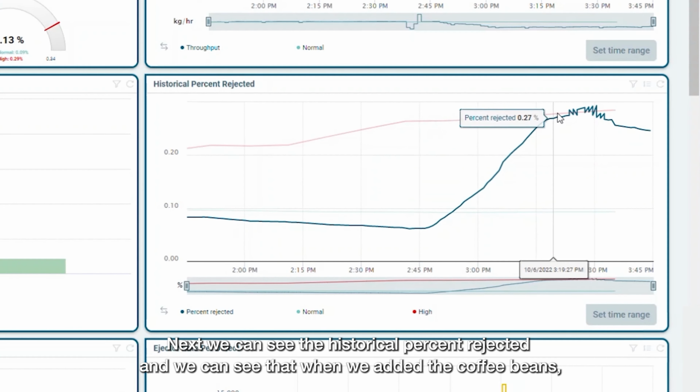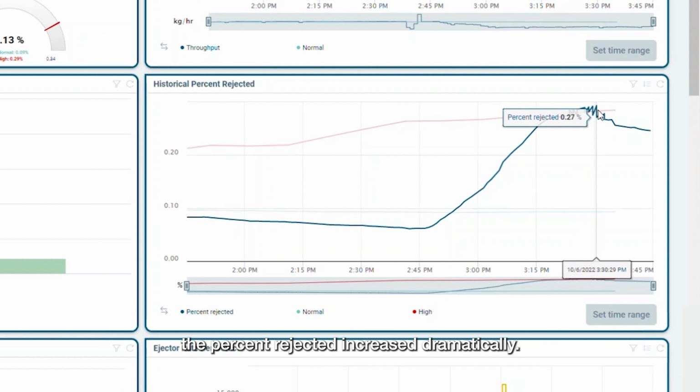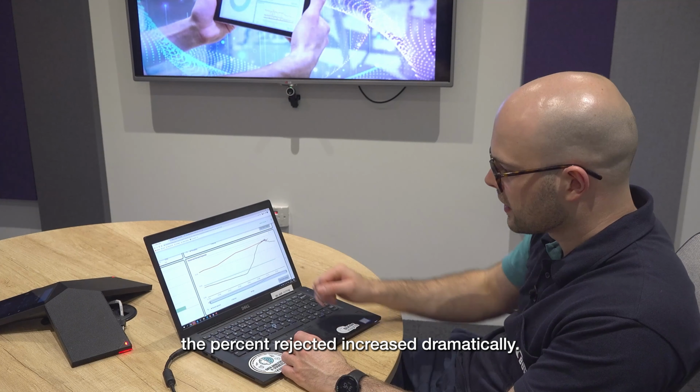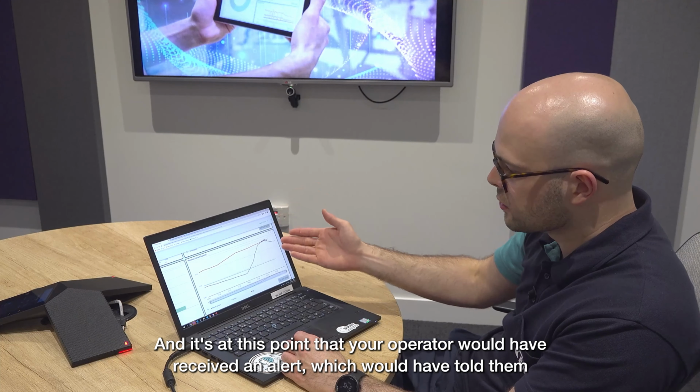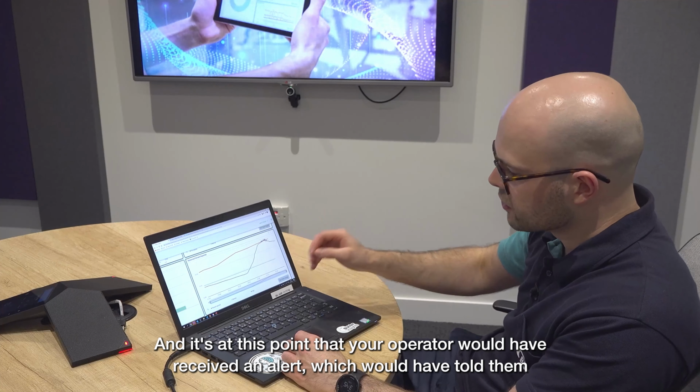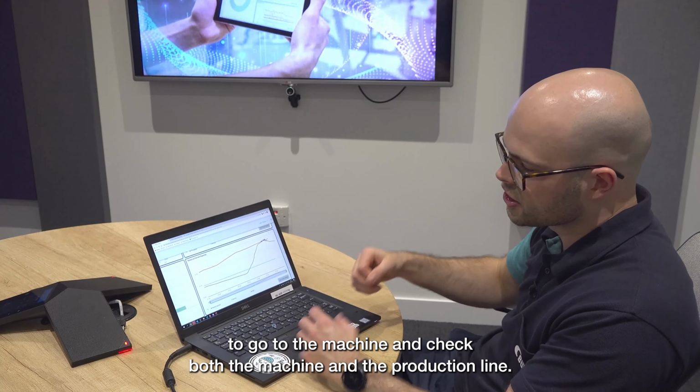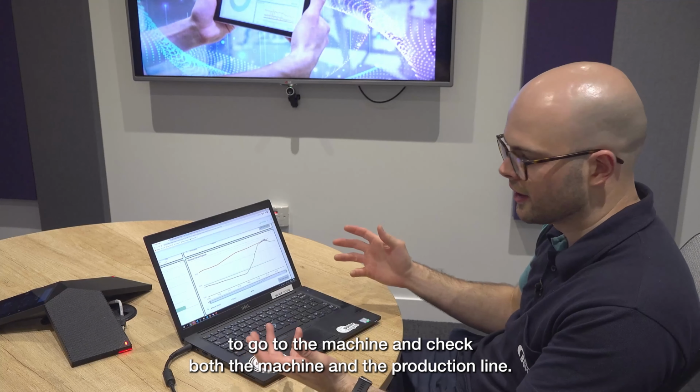Next, we can see the historical percent rejected, and we can see that when we added the coffee beans, the percent rejected increased dramatically. And it's at this point that your operator would have received an alert, which would have told them to go to the machine and check both the machine and the production line.